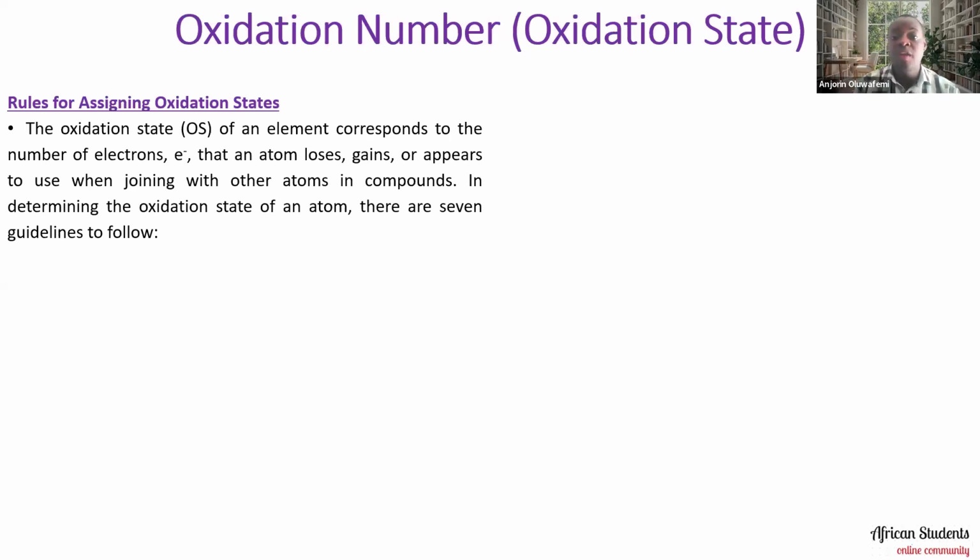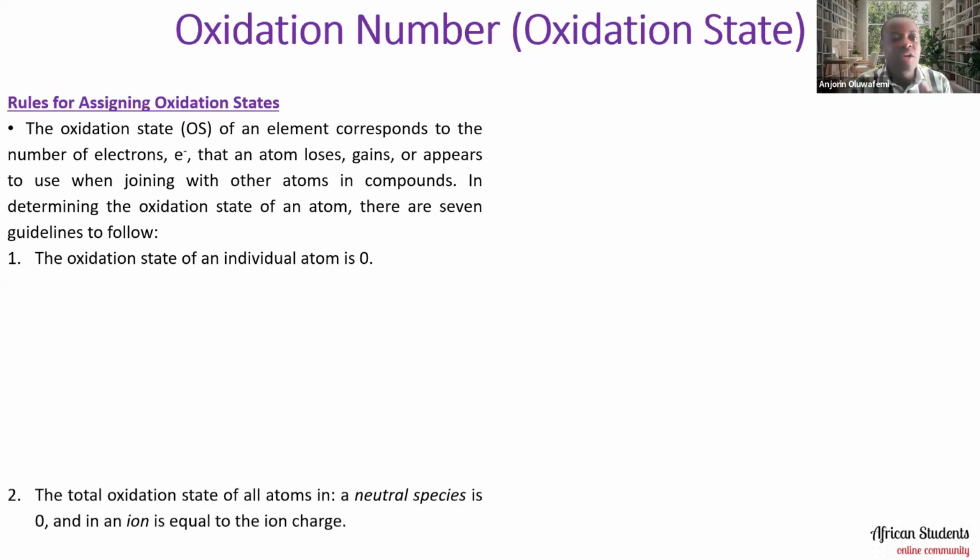The oxidation state of an element corresponds to the number of electrons that an atom loses, gains, or appears to use when joining with other atoms in compounds. In determining the oxidation state of an atom, there are 7 guidelines to follow. The first one says that the oxidation state of an individual atom is 0. So when we have sodium, an individual atom, uncombined with any other atoms or elements, the oxidation state of that sodium is 0, because it's an individual atom.